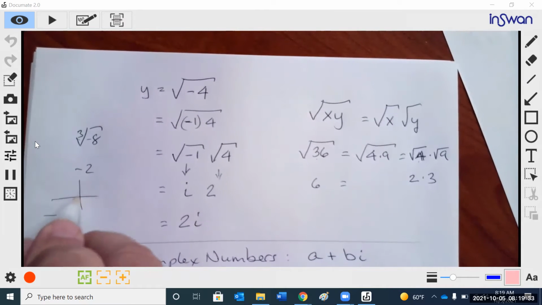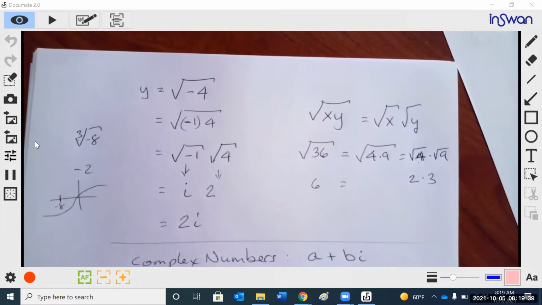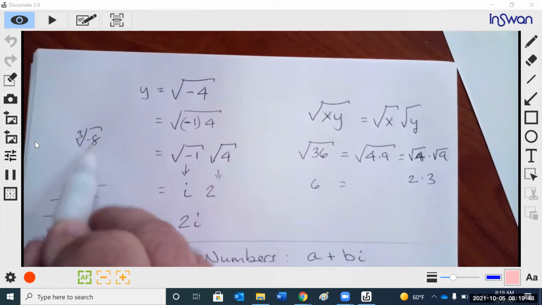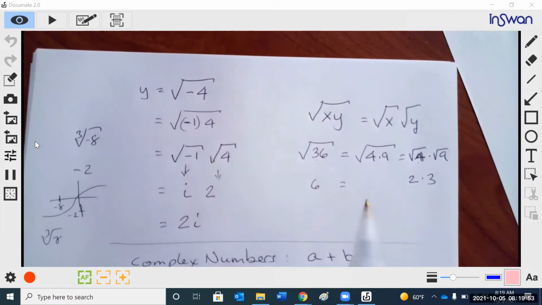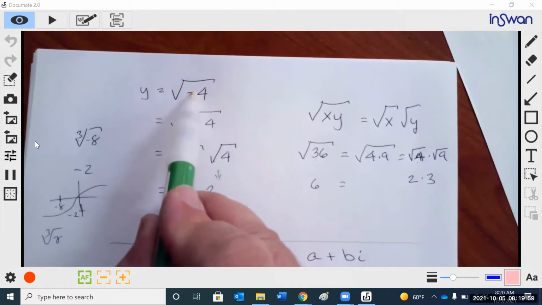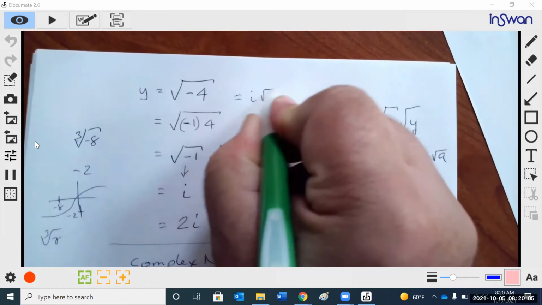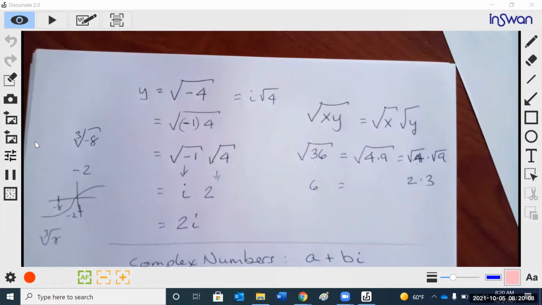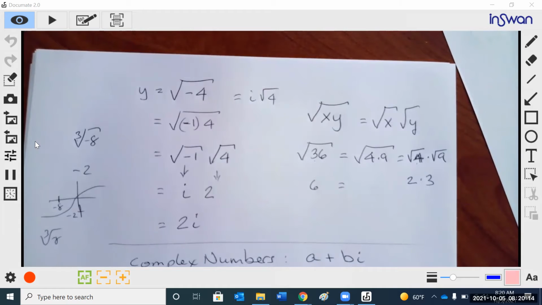Remember the graph. If x is -8, the cube root of -8 is -2. So if it's odd, you can have positive or negative or 0. But if it's even, 2, 4, 6, 8, 10, 12, whatever, it can only be positive inside there. So we have to take out the negative. Basically the shortcut is whenever you have a negative, take out the negative and put an i in front of it. That's a shortcut, but this is mathematically what's going on. So far, so good.